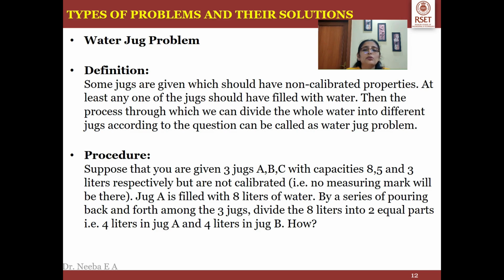Now in the procedure, I am going to give you all the information. That is, in the procedure, I am saying you have 3 jugs, that is A, B and C, with the capacities 8, 5 and 3 liters. And this is not calibrated, that means there is no measuring, it's just been marked there. Now jug A is filled with 8 liters of water. Now by a series of pouring back and forth, this 8 liters is going to be divided into 2 equal parts, that is 4 liters in jug A and 4 liters in jug B. How?